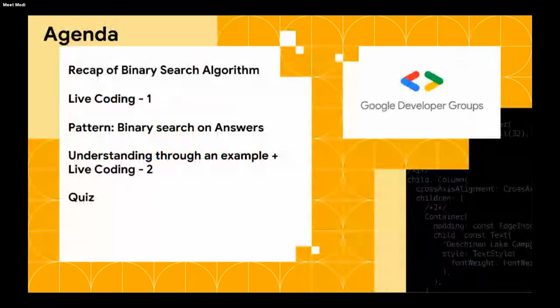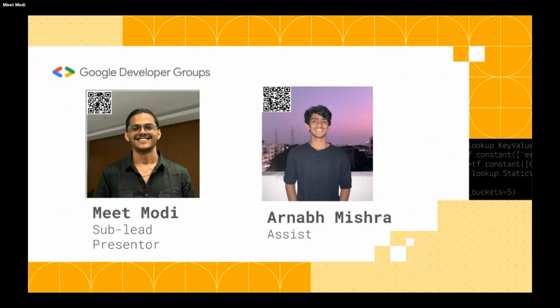This will be the agenda for the day. We will be having a small recap of the binary search algorithm. Next up, we will solve one LeetCode question. Then we will move to the main topic of today, that is binary search on answer. You can find at least 20 to 30 interview questions that are based on the binary search on answer pattern. So we will learn this through an example. Then we will do one more question on LeetCode, and as usual, at last we will be having the quiz.